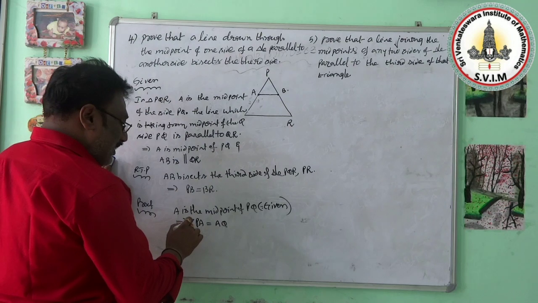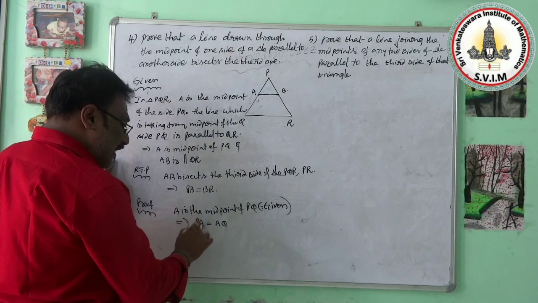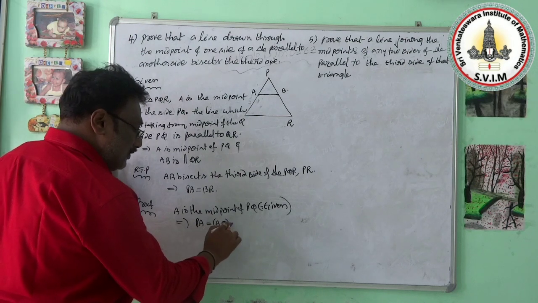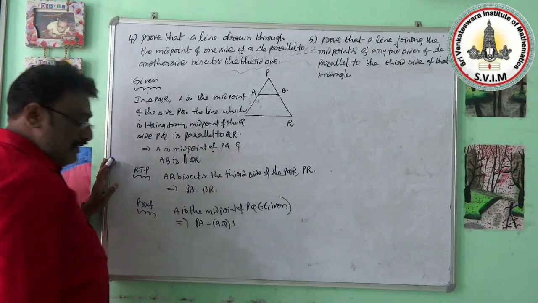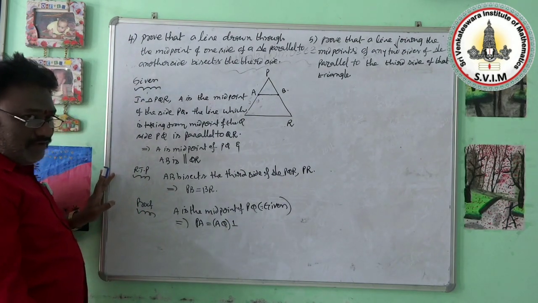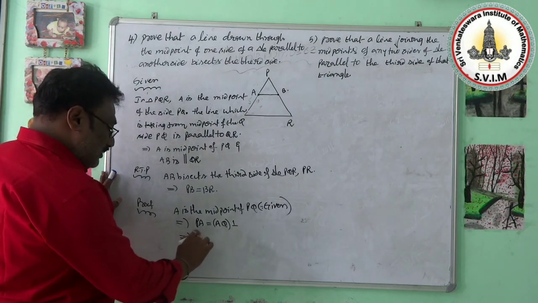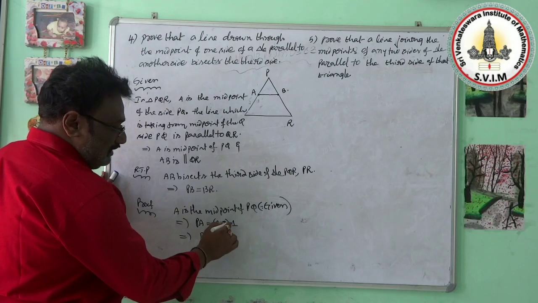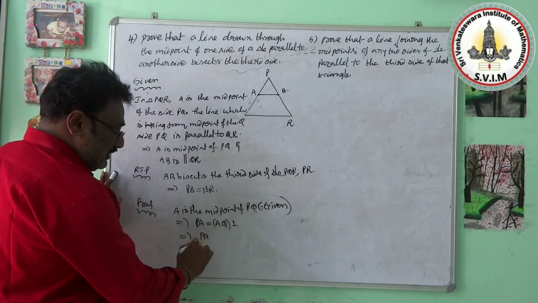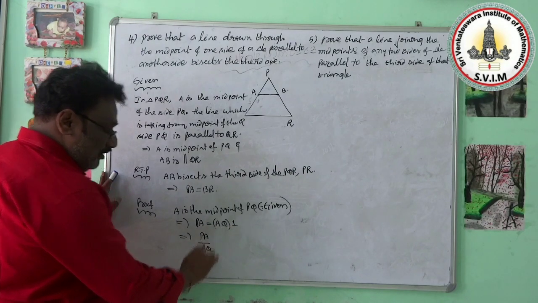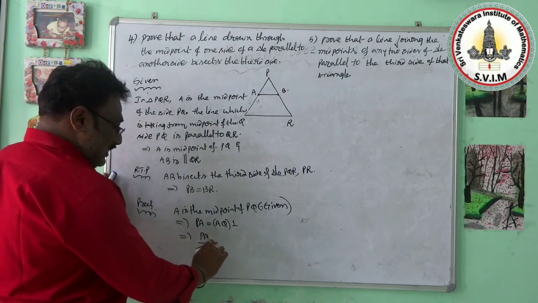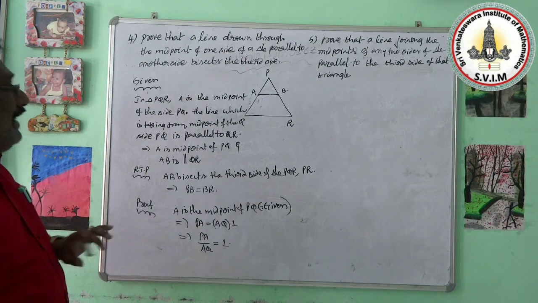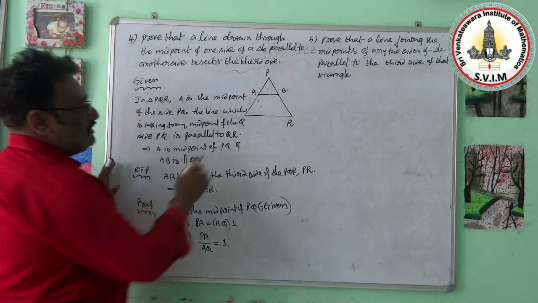Here, this PA we can write as 1 into PA and this AQ also as 1 into AQ. That's why I am taking PA is equal to AQ into 1. Now listen to me. Sending this AQ to the other side of the equality symbol, it will be changed as PA by AQ equal to 1.